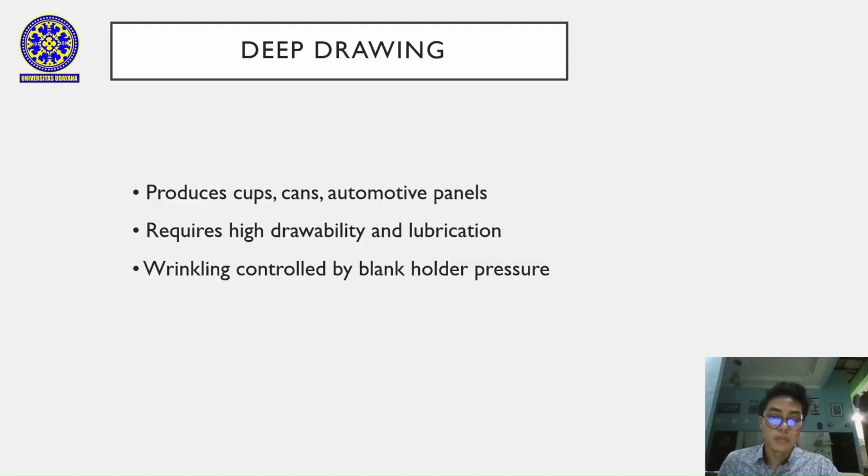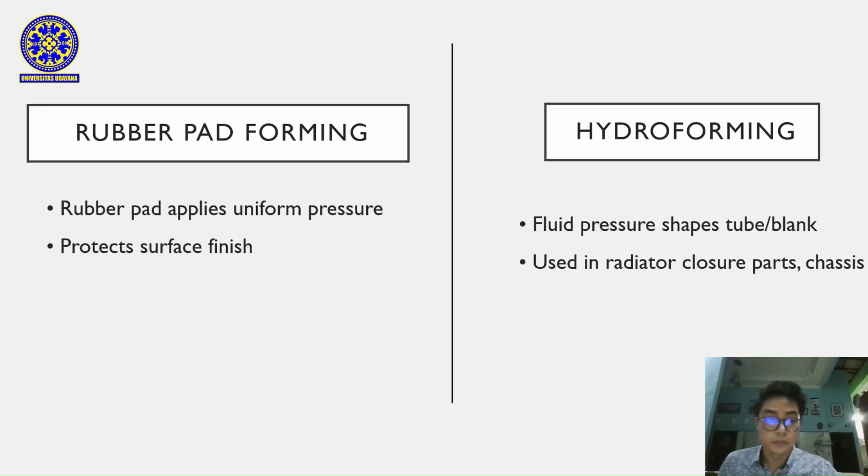Deep drawing converts a flat blank into a closed container by forcing it through a die cavity. Blank holder force must be carefully balanced. Too little force causes wrinkling, while excessive force increases friction and tearing. Lubrication and draw beads are typically used for improved material flow. In rubber pad forming, a compliant membrane transmits pressure uniformly over the sheet, enabling smooth surfaces and minimizing die marks. This method is advantageous for limited production runs, where rigid tooling would be uneconomical.